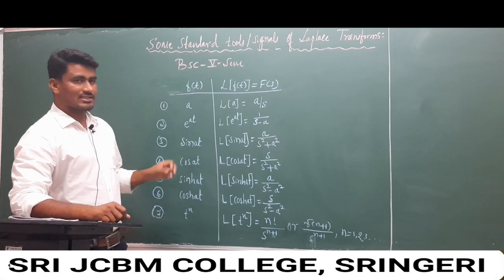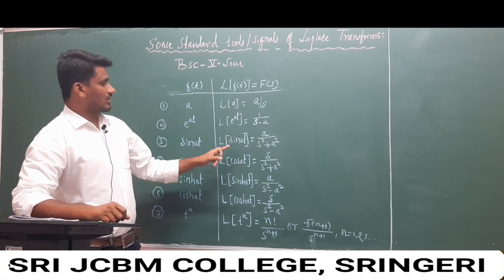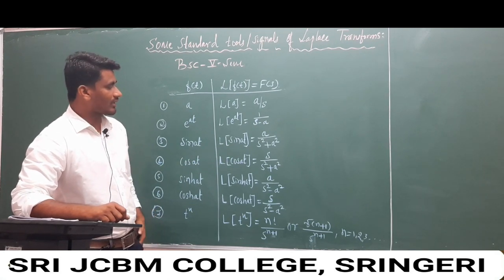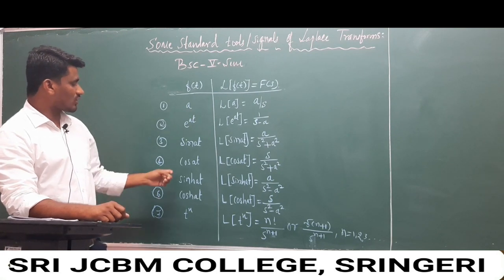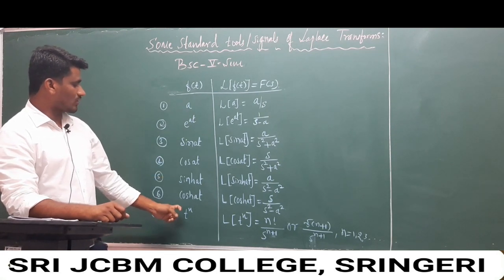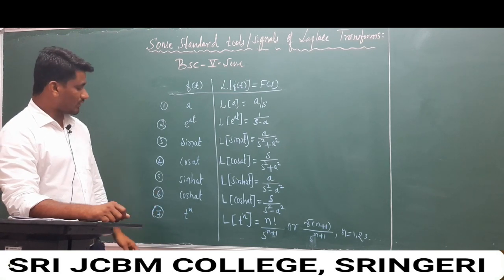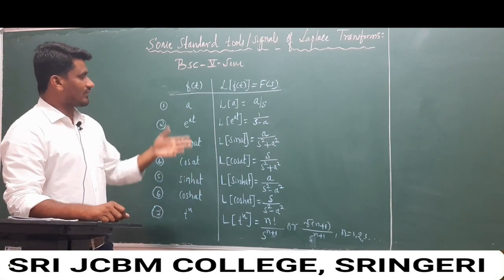If you apply the Laplace transform to the trigonometric function, we get sin of at equal to a over s square plus a square, and also we get for cos, sine hyperbolic and cos hyperbolic, and t to the power n, and we will discuss one by one.